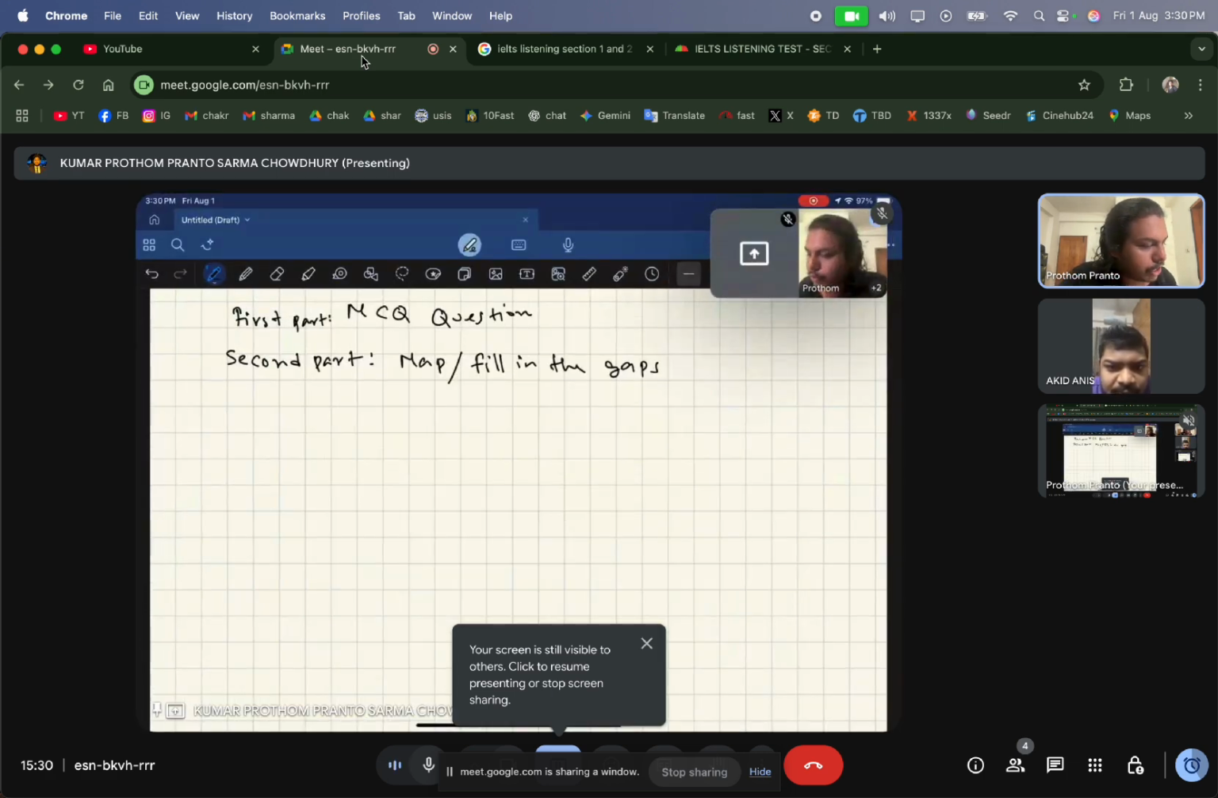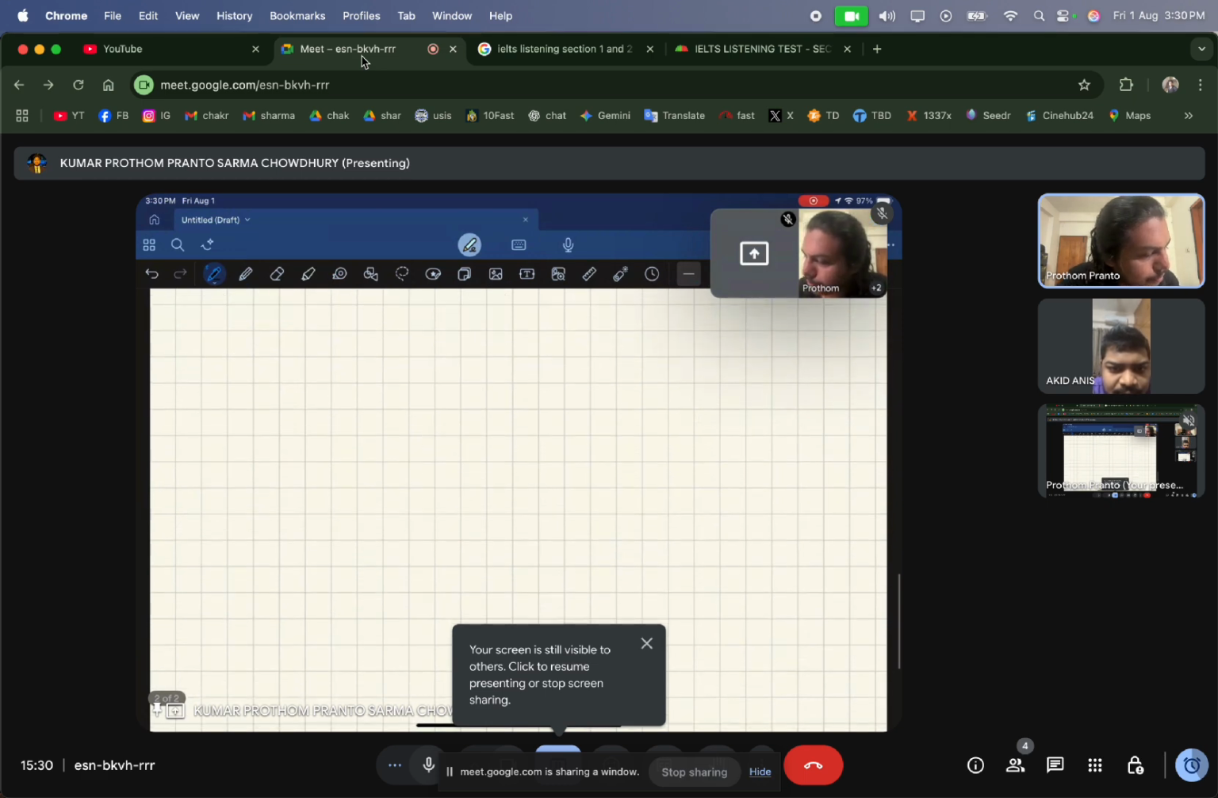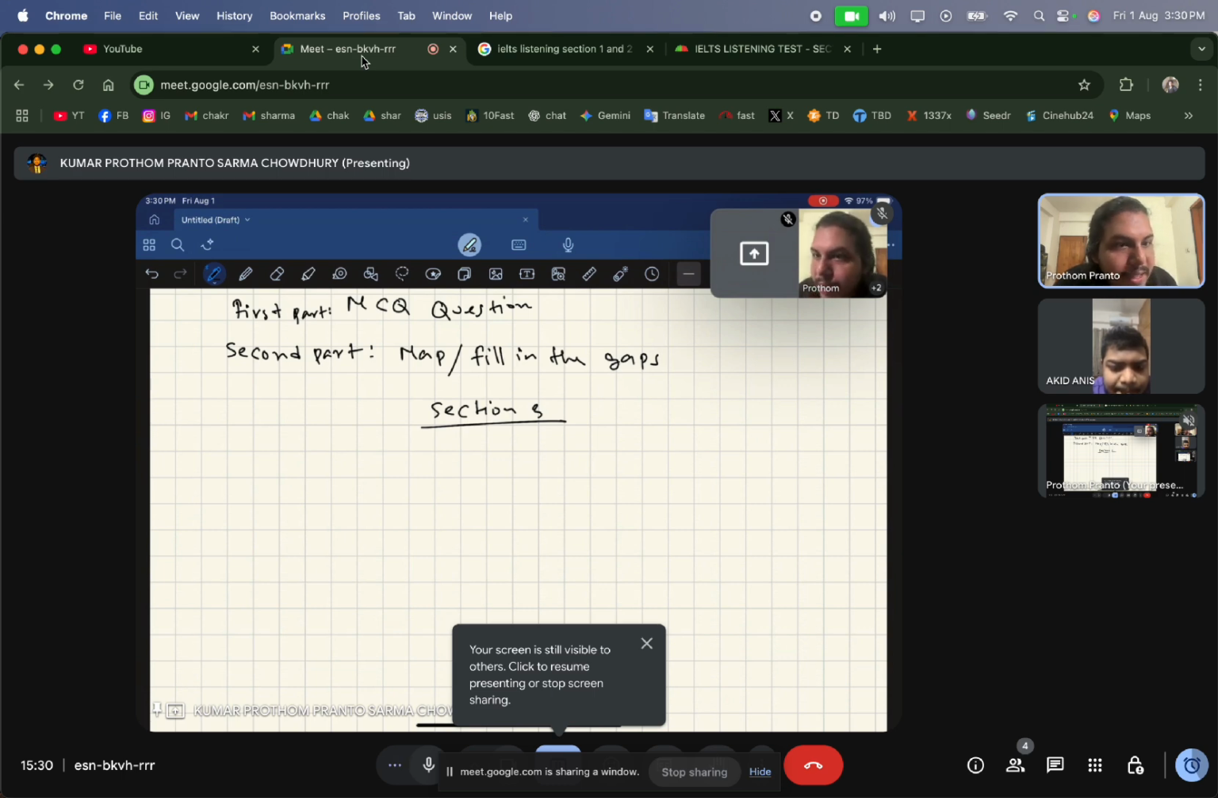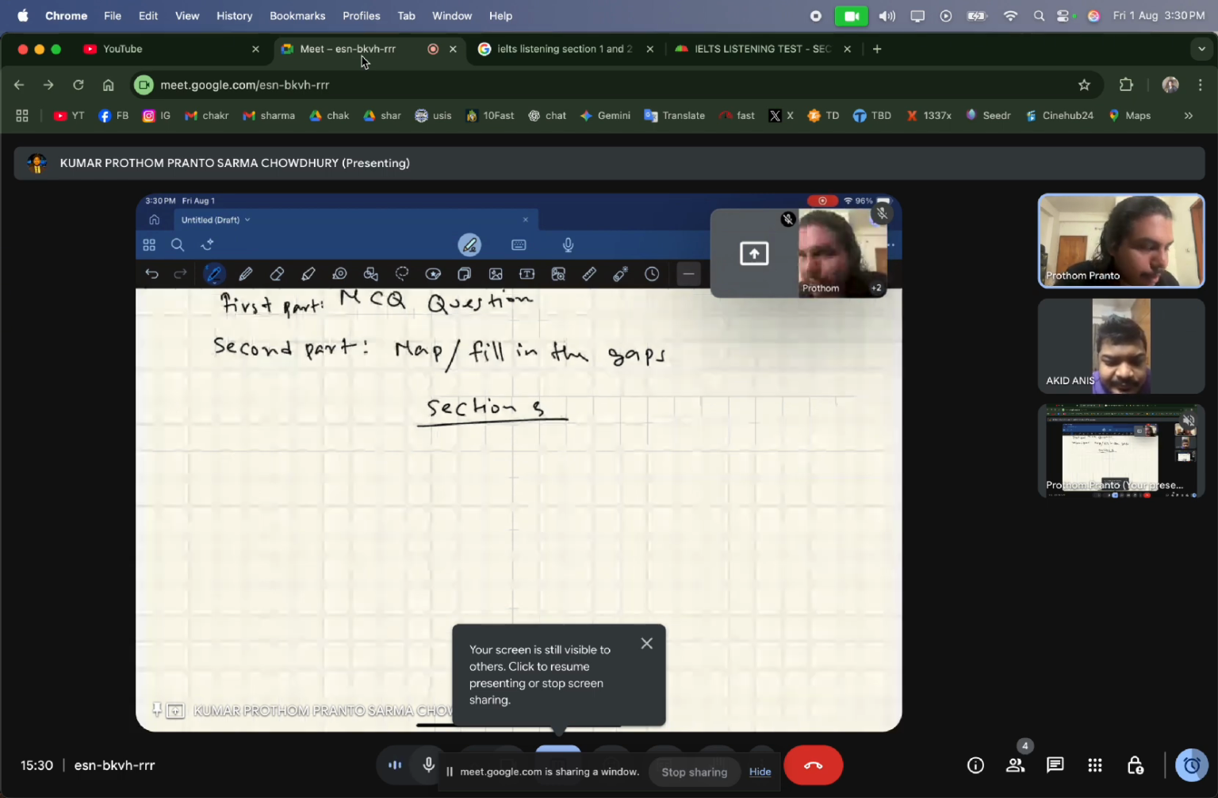So let's move on to section 3. Sir, in section 2, could they give me a map or MCQ? Yes, two types of questions can arrive. They can give you a map, they can give you MCQs, and they can give you fill in the gaps, based on the conversation that you're hearing, about a facility, a radio show, or a podcast, in general, I'm speaking obviously.